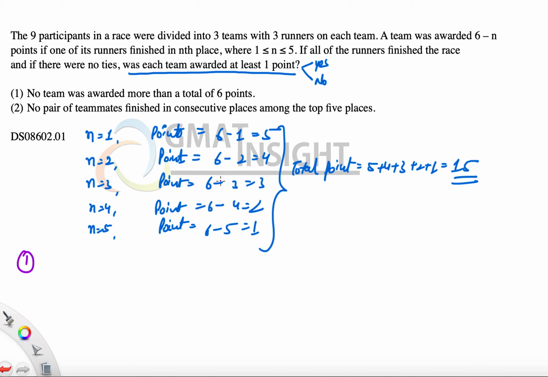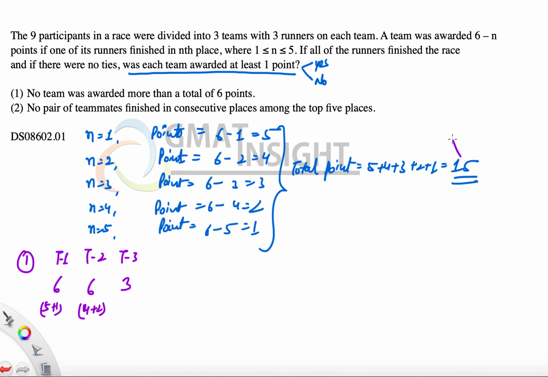But now let's quickly try to answer the question. No team gets more than 6 points. So we have team 1, team 2, team 3. Maybe one team is getting 6 points, the maximum, 5 plus 1. That's one possibility. The second team is getting again 6 points, which is 4 plus 2. Even in that case, we are left with 3 points which some team has to get. That means the third team is bound to get a minimum of 3 points.